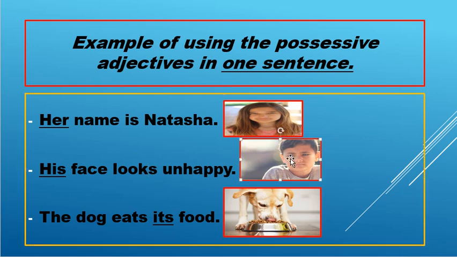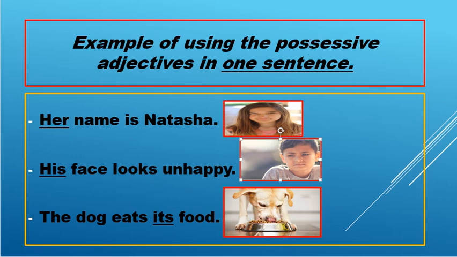This is a boy here. If you see the face of the boy, he looks unhappy. Unhappy means sad. Don't forget, I told you already. So here, his, because you see this is a boy. Her again is for a girl. And this one, "The dog eats its food." So whose food does this belong to? Of course to the dog. So eats its own food. That is the food for the dog, not for the human. If you see here, the dog is eating the food, its food.